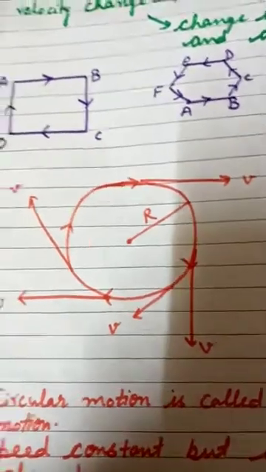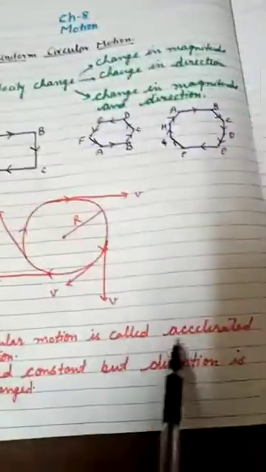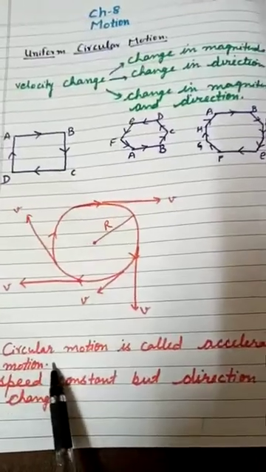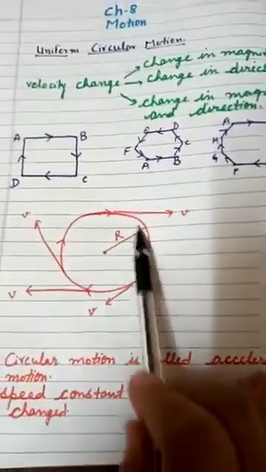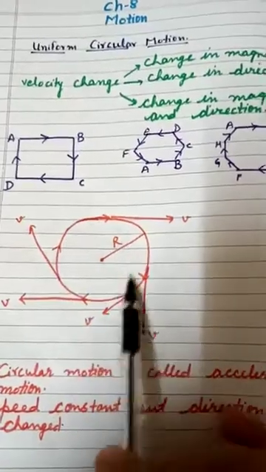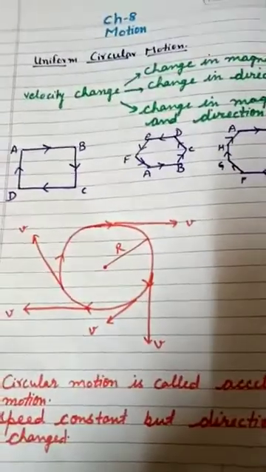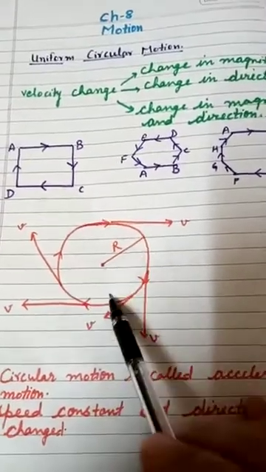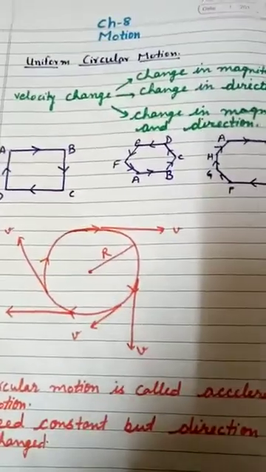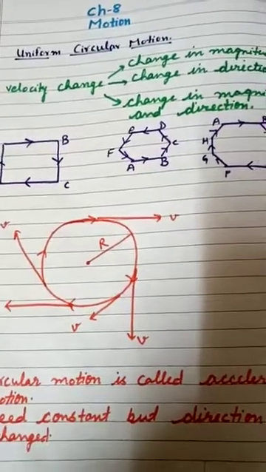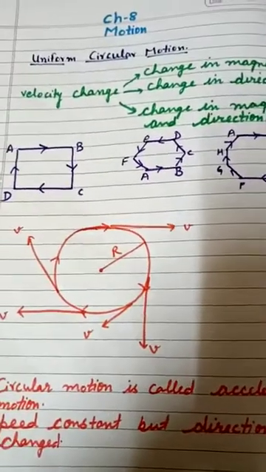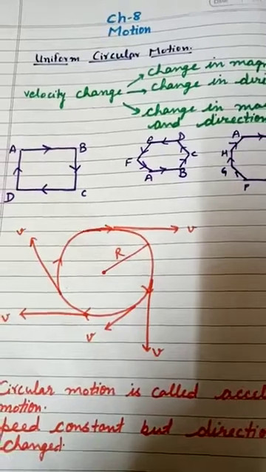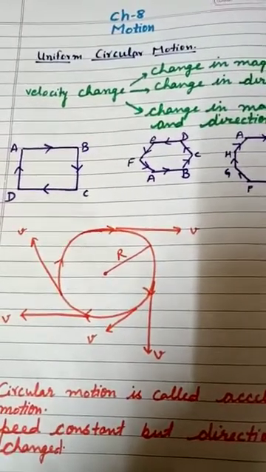So circular motion is also known as accelerated motion. Why? Because here speed is constant. The object is moving with constant speed, but direction changes at every point. And when direction changes at every point, what will we say? Acceleration is there. That's why uniform circular motion is known as accelerated motion.